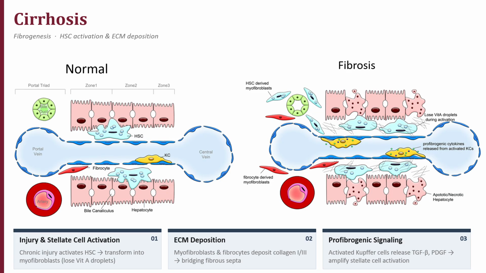Two cells are responsible for fibrosis: the hepatic stellate cells that transform into myofibroblasts. They are present in the space of Disse, and they will start producing the extracellular matrix as well as collagen fibers. Similarly, we have the fibroblasts, which are present in the portal tract, and these will also deposit, when activated, collagen and extracellular matrix.